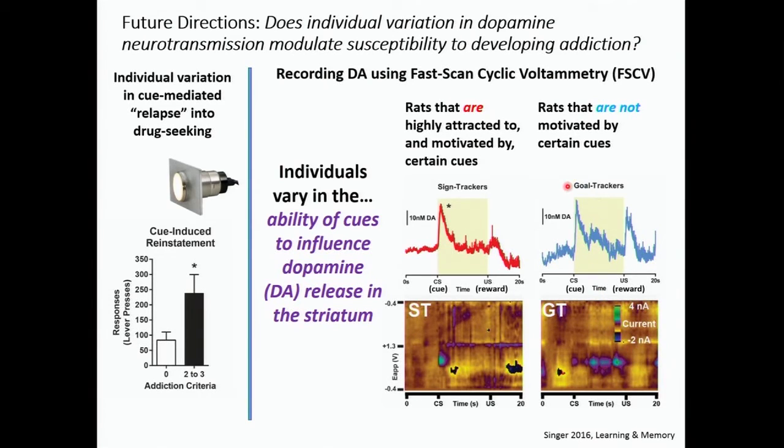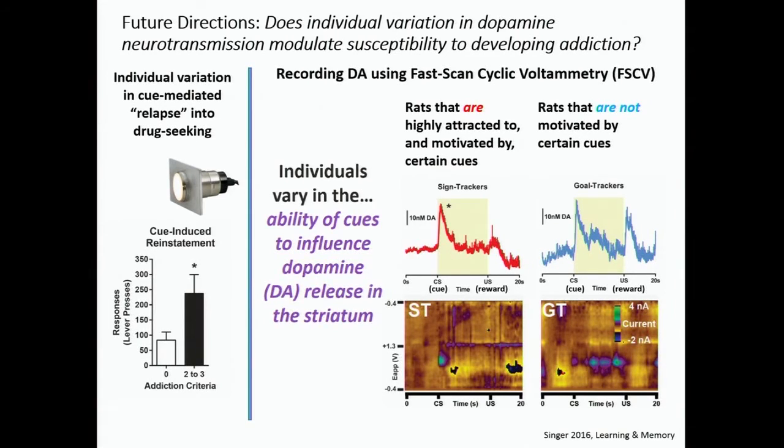So here you have a big spike to the cues too, but you also have a spike to what I'm referring to as the US. That's the delivery of the reward. In this case, they're getting a sugar pellet. Okay? So in these guys, they're really attracted to cues, only the cue causes a spike in dopamine, whereas these guys that are not attracted to cues and don't undergo relapse, both the cue and delivery of the reward cause dopamine.